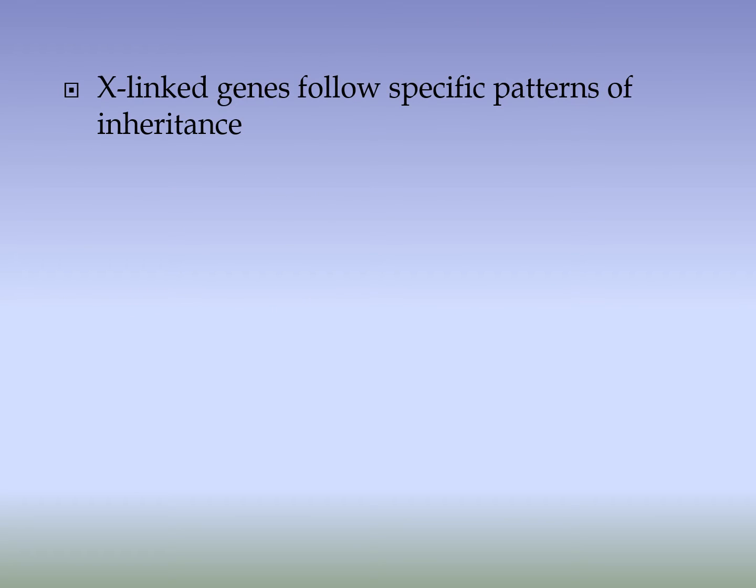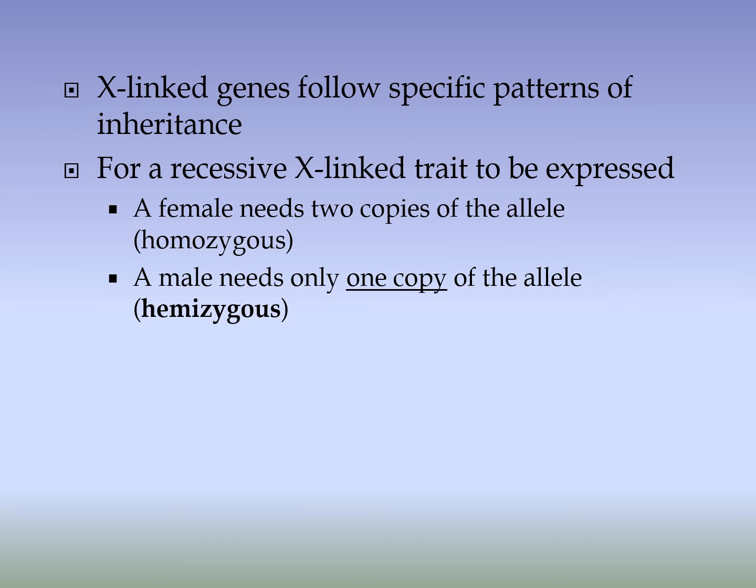Now, X-linked genes follow some unique patterns of inheritance, like any sex-linked gene. For a recessive allele on the X chromosome to be expressed in a female, who has two X chromosomes, she must have both copies of that recessive allele. It acts like an autosome, very similar to the other chromosomes. However, a male needs only one copy because he only has one X chromosome, so there's not another one to mask that recessive condition.